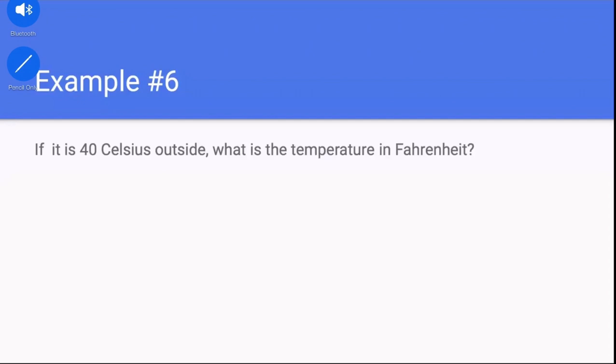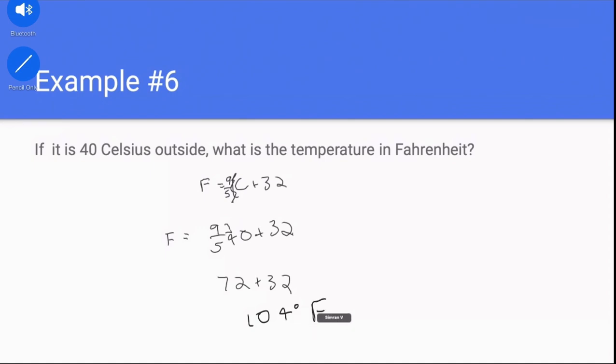Next problem, if it is 40 degrees Celsius outside, what is the temperature in Fahrenheit? So our formula, F equals C plus 32 times 9/5. And we're just going to start there. We're going to plug in our values. 40 plus 32 times 9/5 equals Fahrenheit. And we're going to plug this into our calculator. And we're going to get 72 plus 32, which is equal to 104 degrees. It's pretty hot outside. 40 degrees Celsius is 104 degrees Fahrenheit.